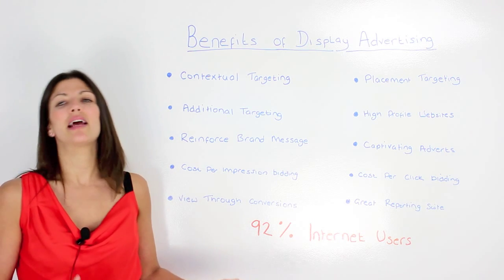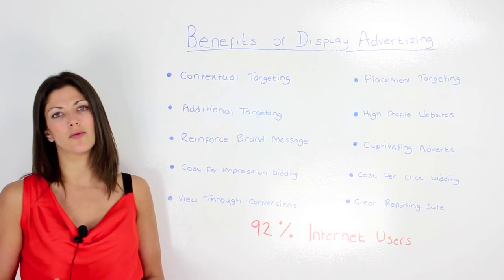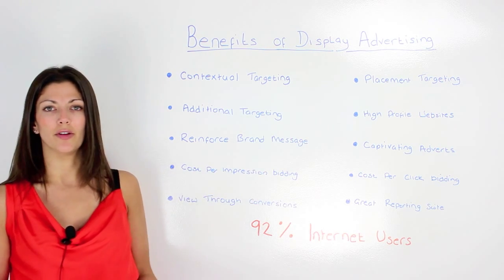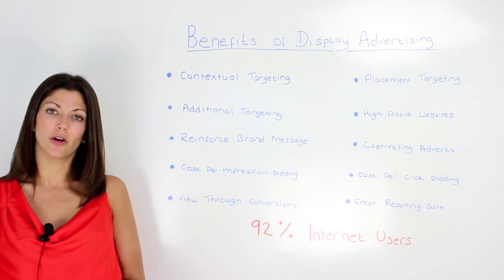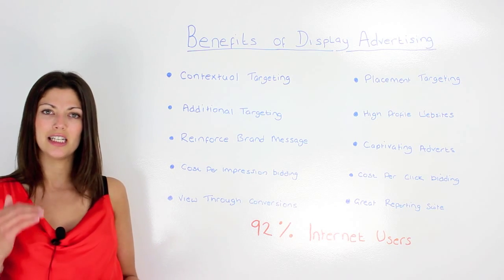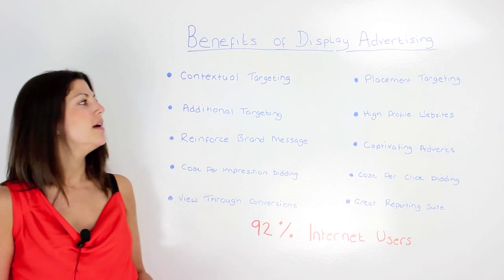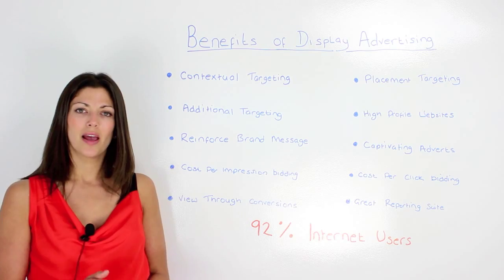On the other hand, you've got placement targeting, and with placement targeting you can actually specify which types of websites and the actual websites you want your adverts to appear on. So if you already know the types of websites that your potential customers frequent, you can look to see if they're opted into the display network, and then you can specify that you want your adverts to appear on these particular sites.